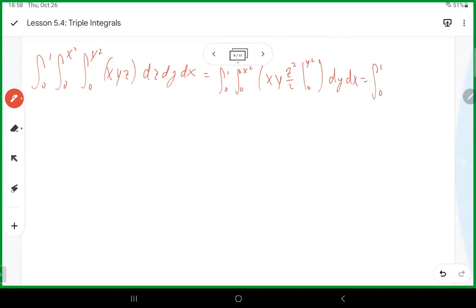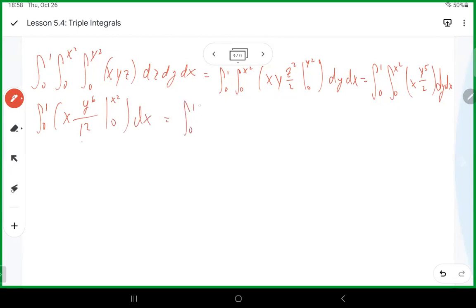And then 0 to 1, 0 to x squared, x, y to the 5th over 2, dy, dx. 0 to 1, x, y to the 6th over 12 from 0 to x squared, dx. 0 to 1, x to the 13th over 12 dx. And that final answer is 1 over 168.